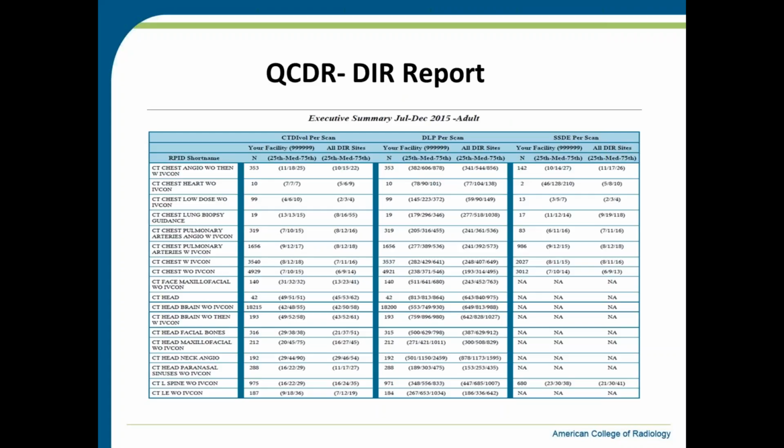This is just an example of what our dose index registry report looks like, and essentially I'm not going to go through this slide because it's not my area of expertise, but you can see their rates against all sites that are participating in the DIR. You can see their means and if they're in the 25th percentile or not, and then how many exams they're submitting, if they're doing chest with contrast, etc.